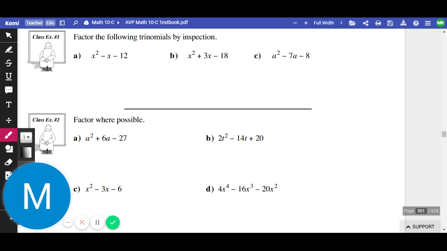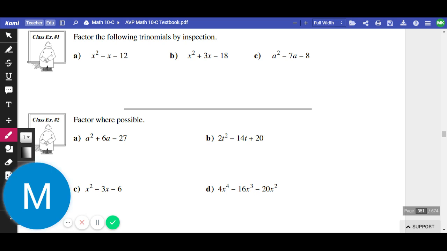Once we do that, we count how many terms there are. In this case, there's 1, 2, 3 terms. We know according to our chart, 3 terms means I factor using diamond method. Right? And you also notice the a value, the number in front of the x squared, is a 1. And it's invisible, but it's there. It's a 1.